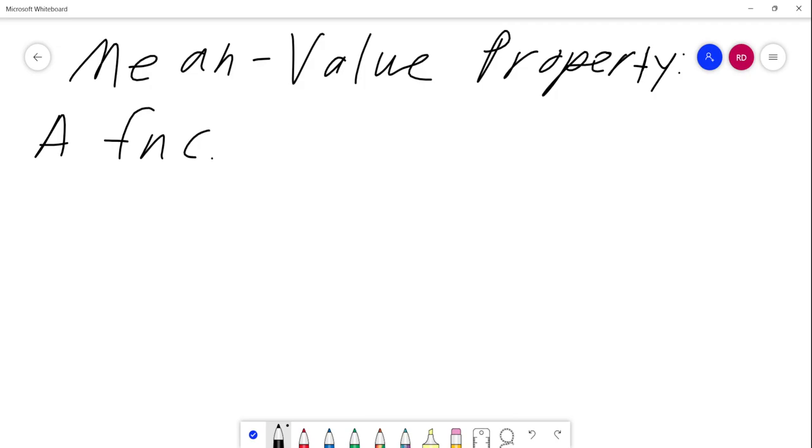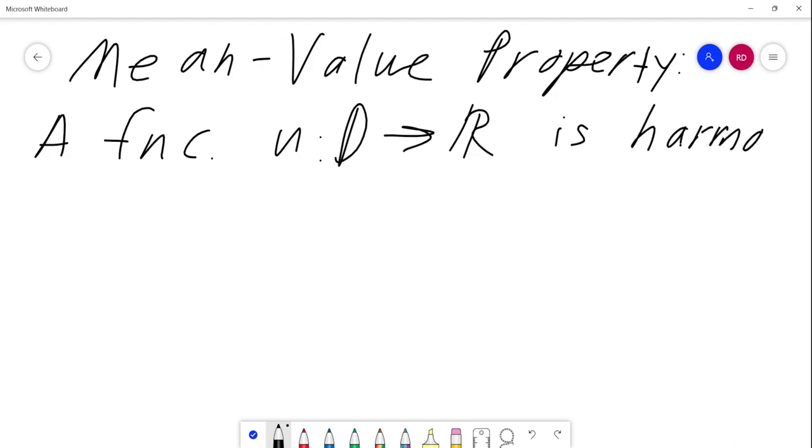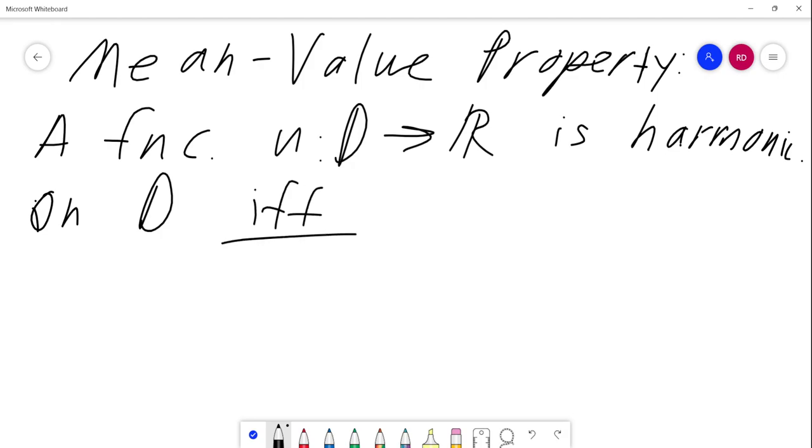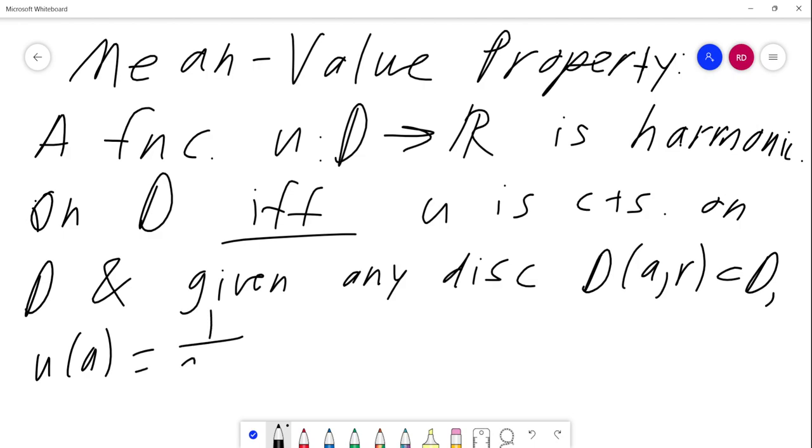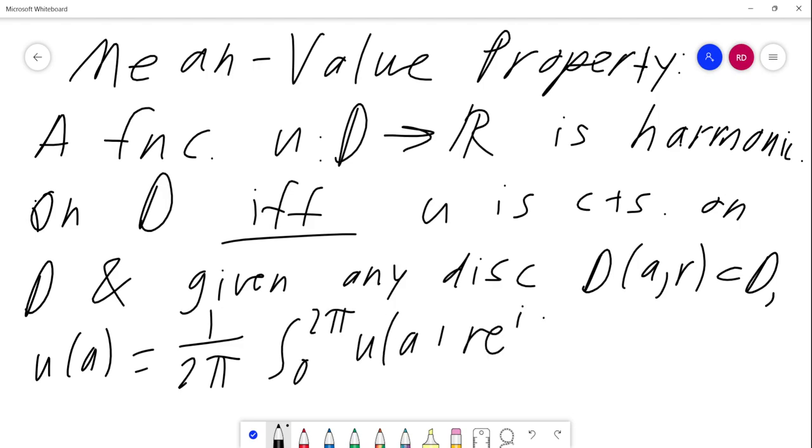A function u mapping D into R, and if I say D, assume it means an open connected set in the complex numbers, is harmonic on D if and only if u is continuous on D and, given any disk D(a,r) which is contained in D, so a disk centered at a with radius r, u(a) equals 1 over 2π times the integral from 0 to 2π of u(a plus r e^{iθ}) dθ.